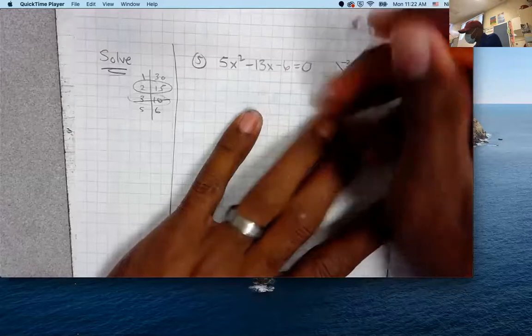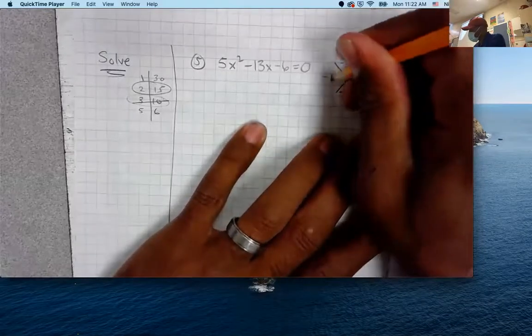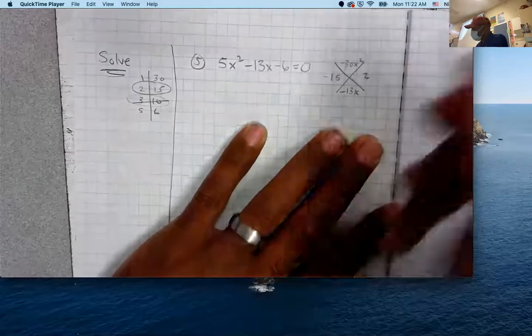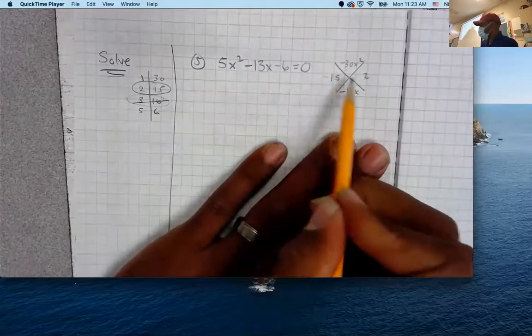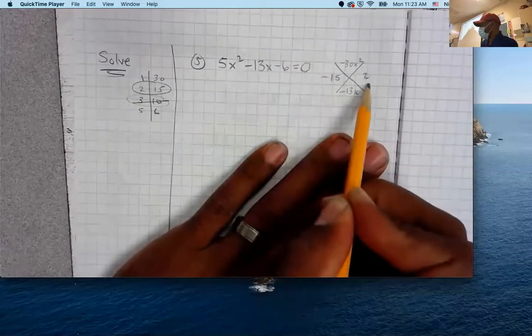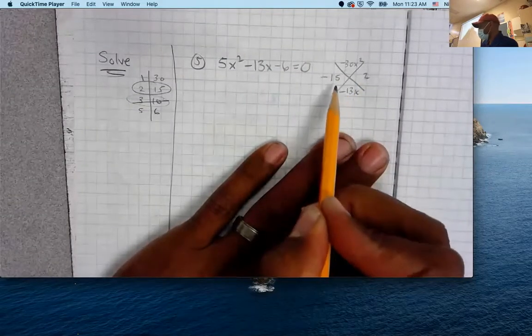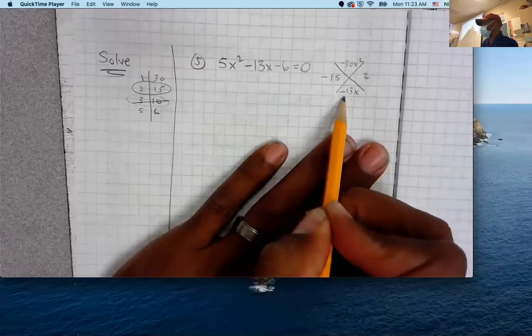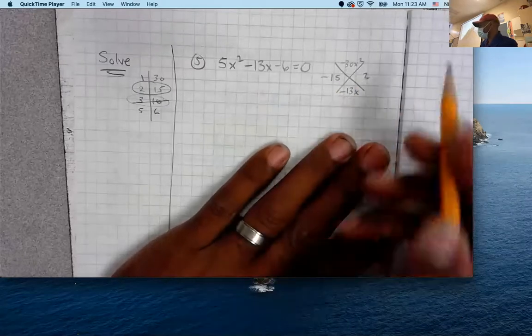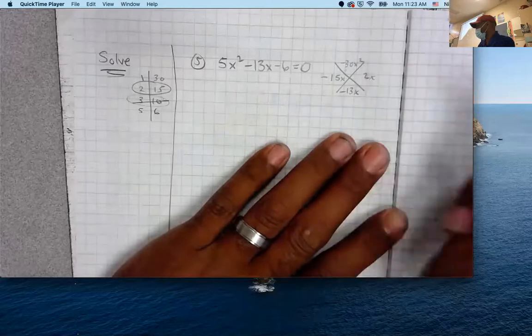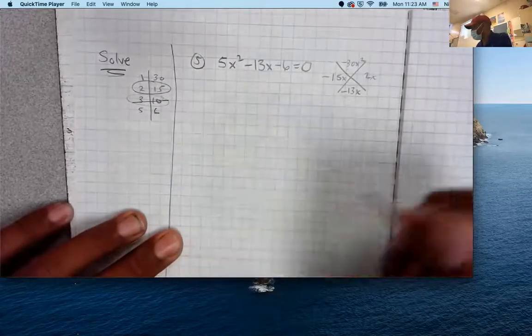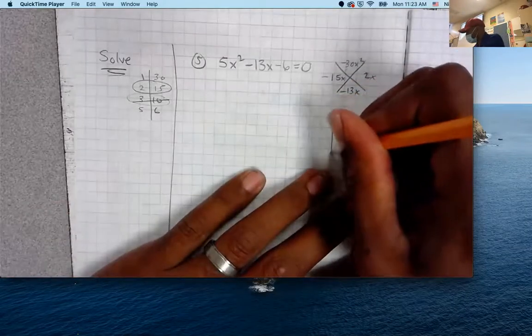So it might look the part, but you have to double check it. You have to check to make sure we're good. Now if I multiply -15 and 2, that gives me -30. And if I add -15 plus 2, that also gives me -13. So that's where you have to be careful, because sometimes it might look like one works, but you have to double check to make sure it really does.